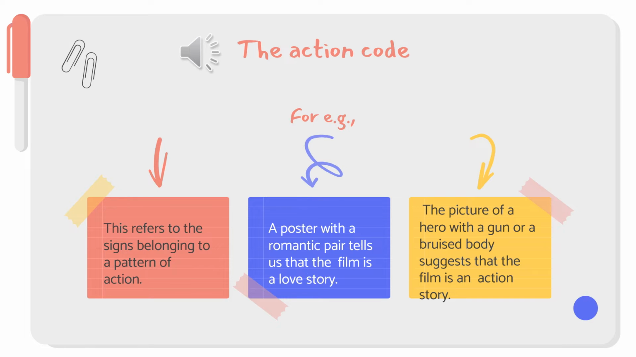The Action Code. This refers to the signs belonging to a pattern of action. For example, a poster with a romantic pair tells us that the film is a love story. However, the picture of a hero with a gun or a bride's body suggests that the film is an action story.